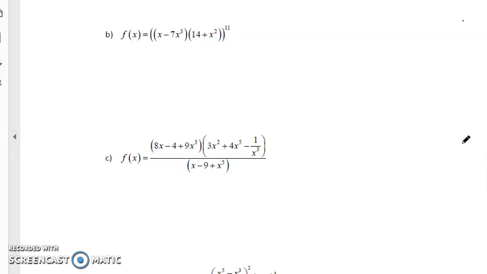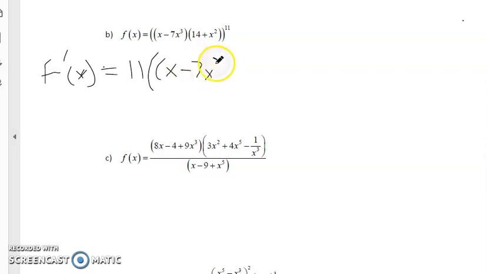We're still going to start off by using the chain rule. So f prime of x is equal to, oh goodness, it's kind of tough. Okay, so here we go. The 11 comes down in front, and then a big set of brackets, and on the inside you have x minus, remember now the inside part doesn't change.